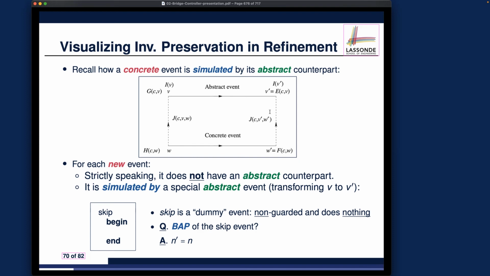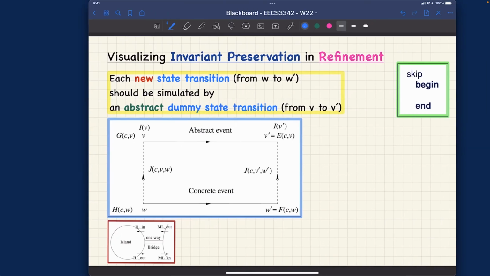We'll see that. Let's now talk about how we can fit this dummy event skip into the abstract transition, especially how it simulates each of the new concrete events that we spoke about. That's something I'd like to do briefly. Let's now talk about the text over here. We say each new state transition, in which case it will be either IL in or IL out, is going to be a transition from the concrete states.